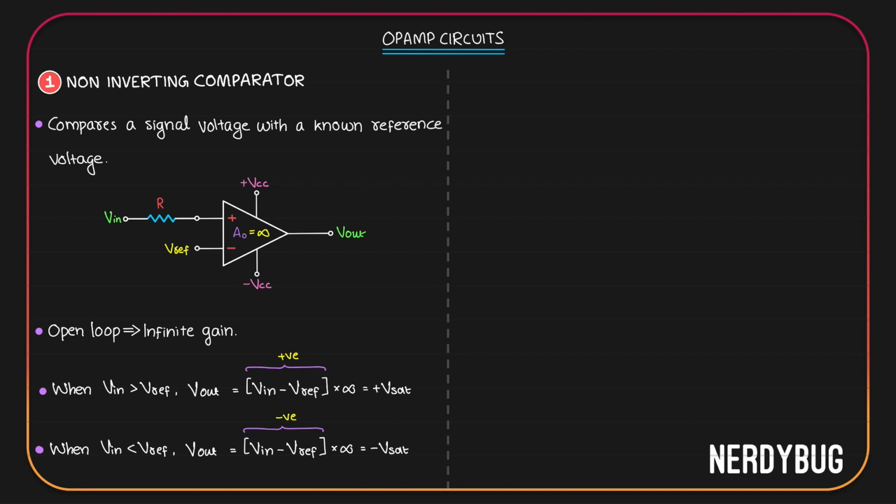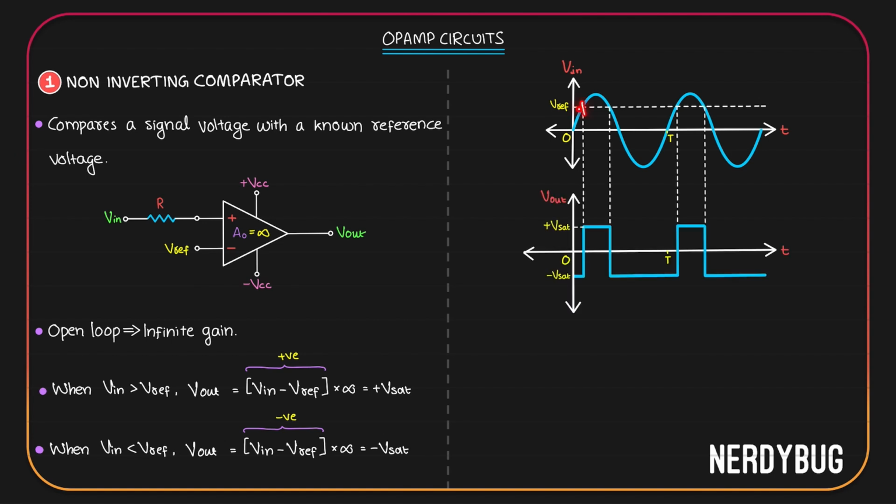Let us take a sinusoidal input signal and try to plot the graph. Before that, we have to set a reference voltage. Let it be here. Every time input is greater than the reference voltage, output should be positive saturation voltage. Every time input is less than the reference voltage, output should be negative saturation voltage. If we plot it, this is how the output will look like. You can see that every time input crosses the reference voltage, state of the output changes.